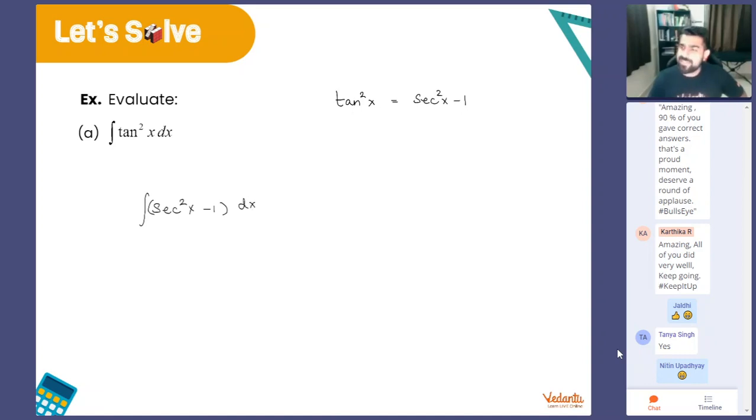Now use the property which I taught you. When you have a difference of two functions inside the integral, I can split them as integral of the first one minus integral of the second one. So it will be integral of secant square x dx minus integral 1 dx. Sir, now it came. This formula you gave, sir, it is tan x. Sir, you didn't write plus c.